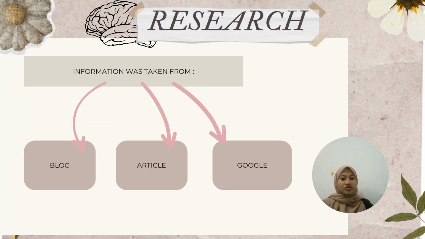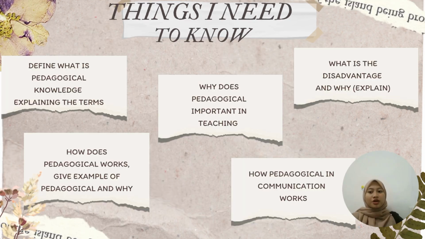My second step is research. So the information was taken from the blog, article, and Google. From my research, here are a few things that I need to know. First, define what is the pedagogical knowledge and explaining the terms. Second, how does pedagogical work and give the example of pedagogical and why. Third is about why is pedagogical important in teaching, and the fourth is what is the disadvantage and why, and lastly, how pedagogical and communication works.